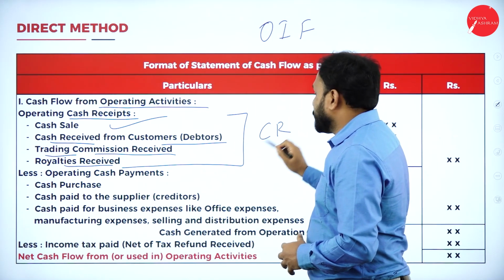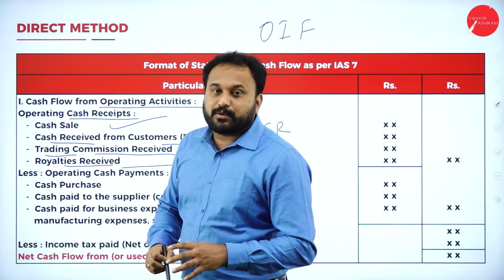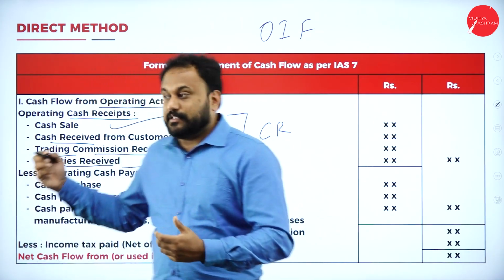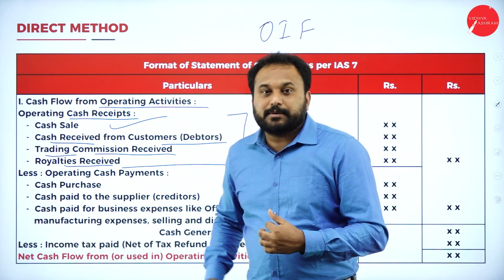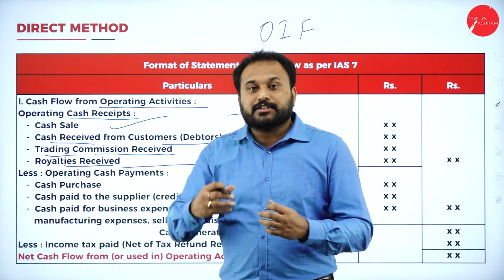Now from the cash receipts I need to subtract the cash payments. This is all the money which I get. Next, what should I do? What all should I pay? Where all should I pay? That I should subtract.